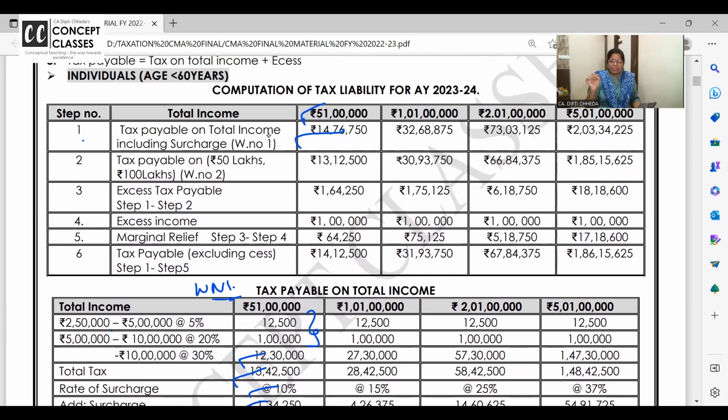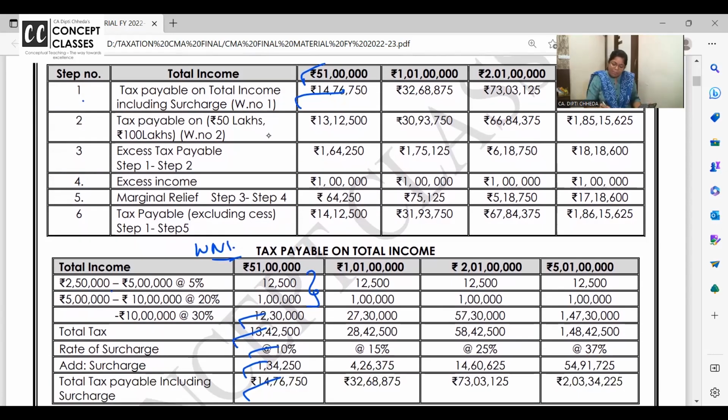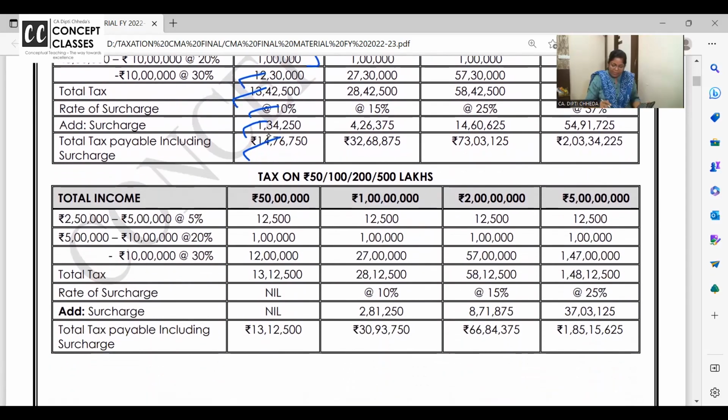Tax payable on 51 lakhs with surcharge. Suppose I would have just earned 50 lakhs. What would have been my tax? Up to 10 lakhs, 1,12,500, and on the remaining 40 lakhs, 40 lakhs into 30%. Check in your calculator, 12 lakhs. So what is your total tax coming to? 13,12,500. Is the example clear?